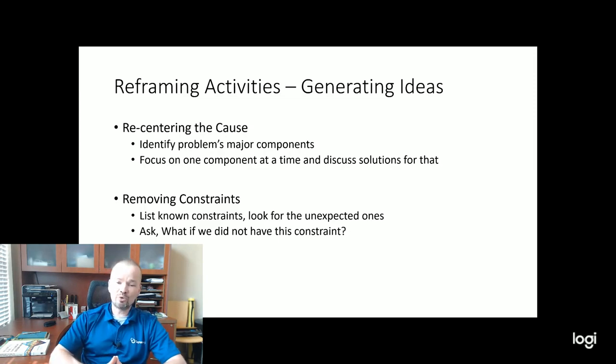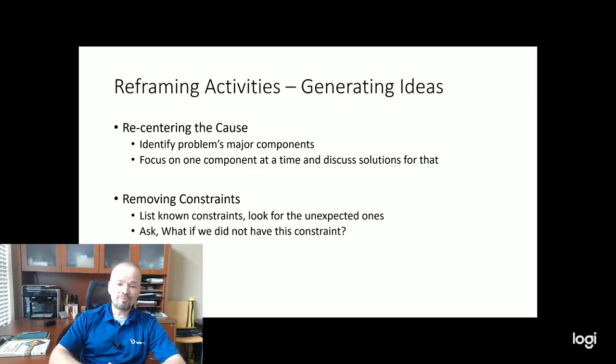Another activity is called removing constraints. Start with listing all the constraints that might prevent us from solving the problem, and then ask the question, what if this was not a constraint? What if the constraint was not in place? What if the policy that prevents us from delivering value early and often was not in place? What could we have done differently? What would have happened and changed our lives?